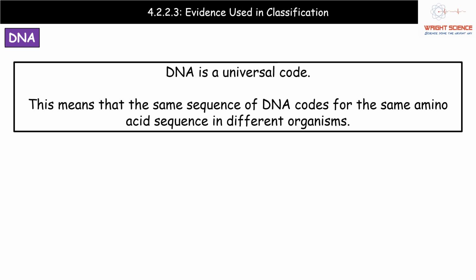The second molecule we can use for this is DNA. Now, DNA has this universal code, so this means that in all living things, DNA is DNA. It doesn't change. And therefore, the same sequence of DNA will code for the same amino acid sequence. So by having a look to see how similar the DNA structures are, again, we can say how similar those organisms are.